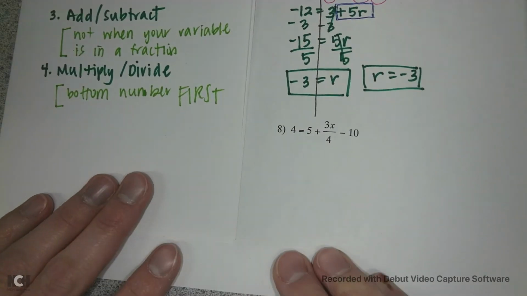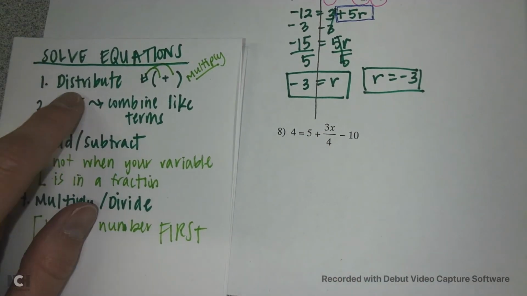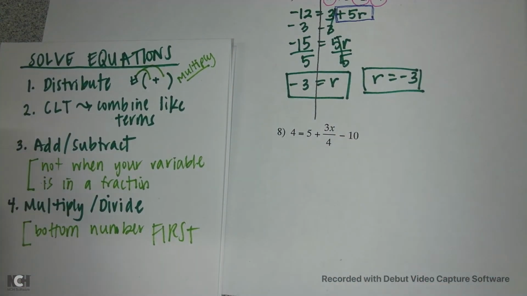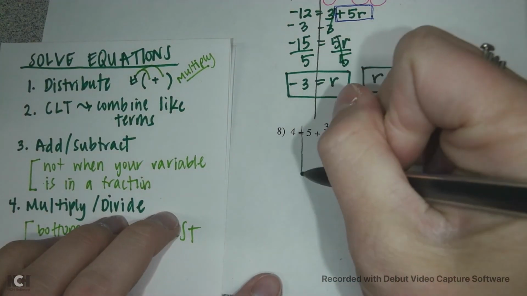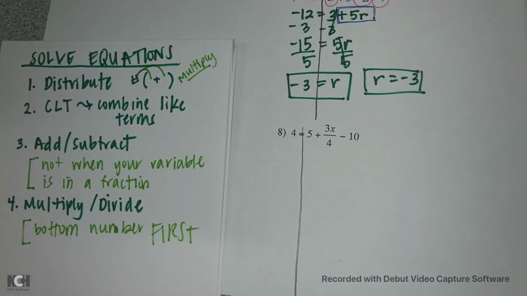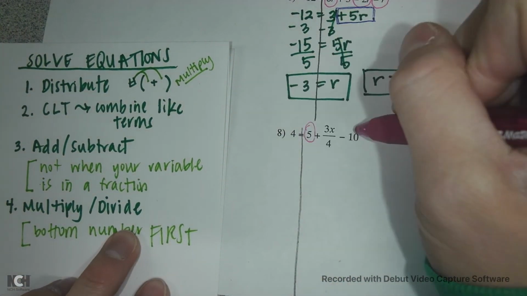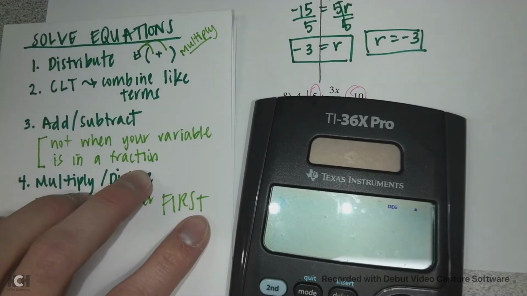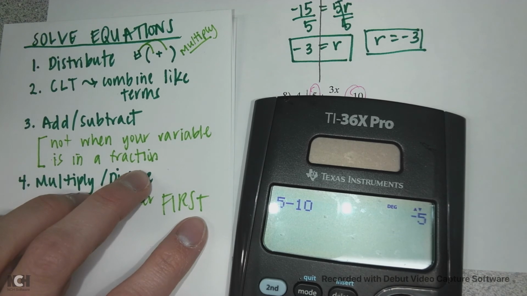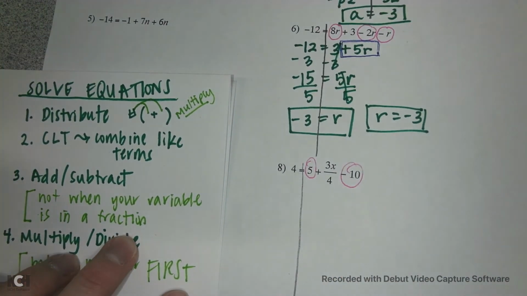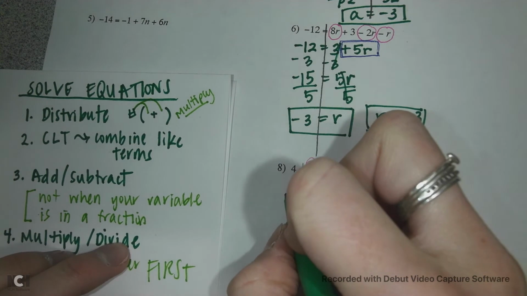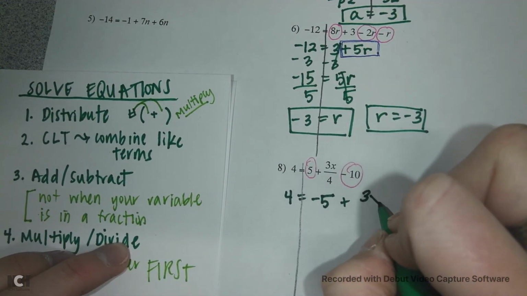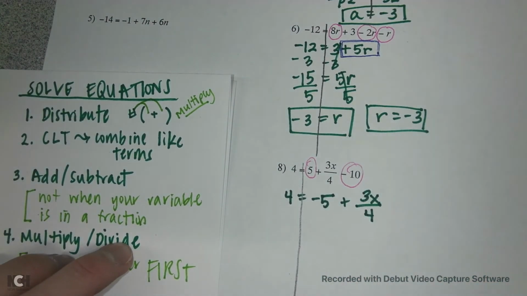Okay, number 8. All right, distribution. Oh, can't do that. Combine like terms. I got some like terms. Let's combine some like terms. All right, so I'm going to build my wall. And then I'm going to circle my like terms. I've got a 5 and a negative 10. Since they're on the same side, we just punch in what we see into our calculator. So we have 5 minus 10, which is negative 5. Fantastic. Okay, so we have 4 still equals negative 5 plus this cute little fraction, 3x over 4.